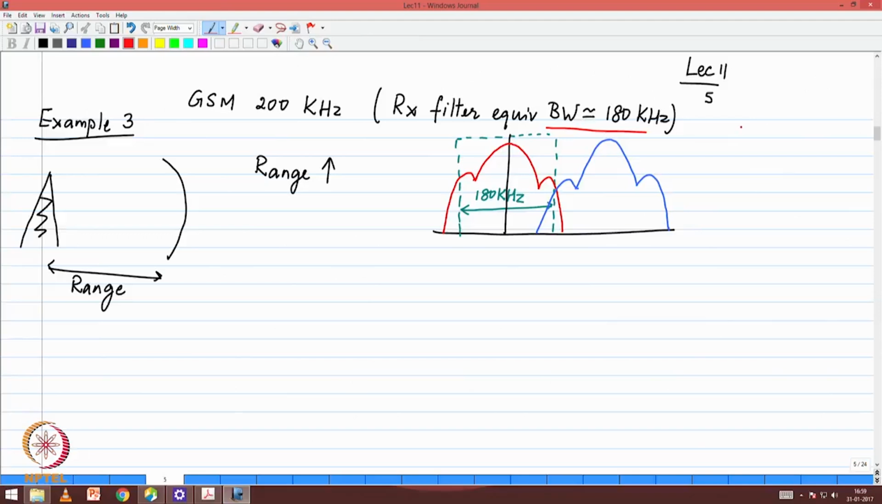I want to reduce adjacent channel interference. I want to protect myself against adjacent channel interference. Okay. Now, what is the price that I pay? Loss of signal. Is that the only price? Is it only the loss of signal?